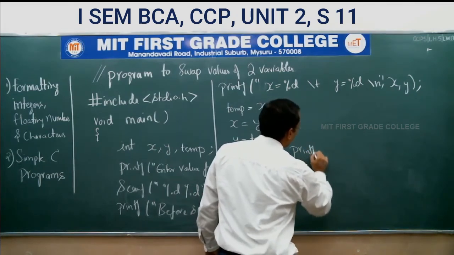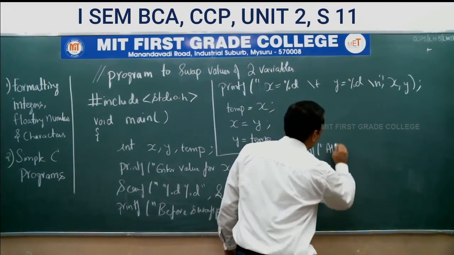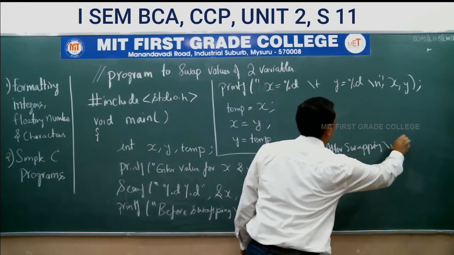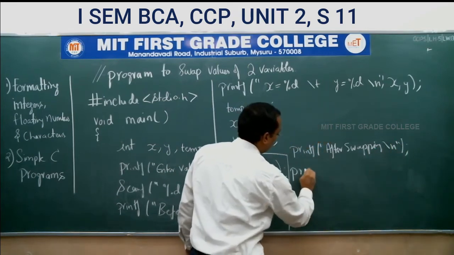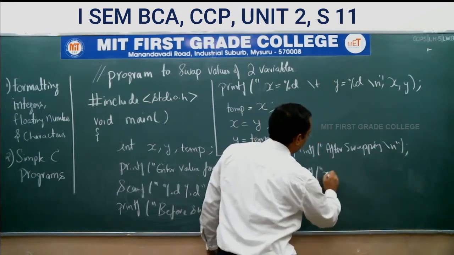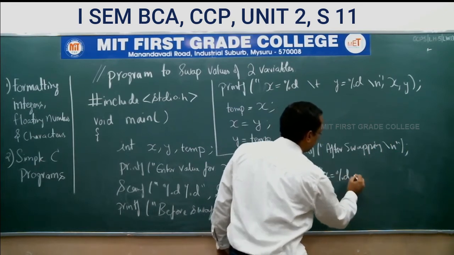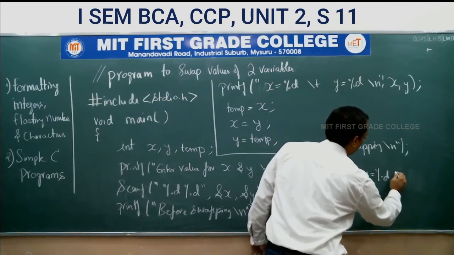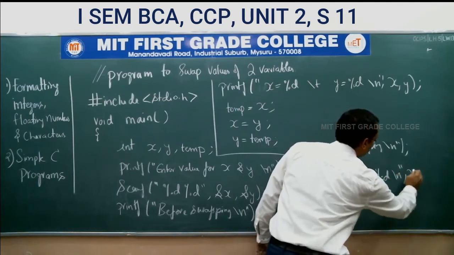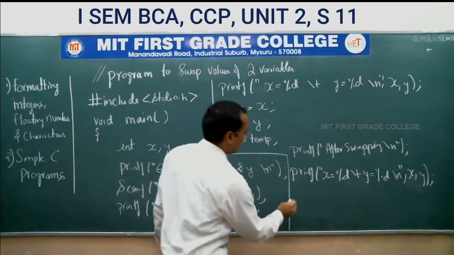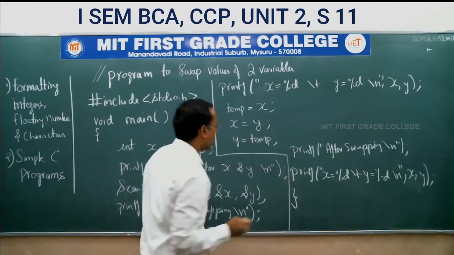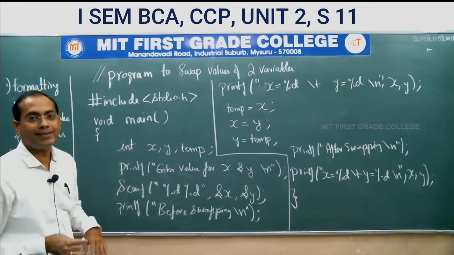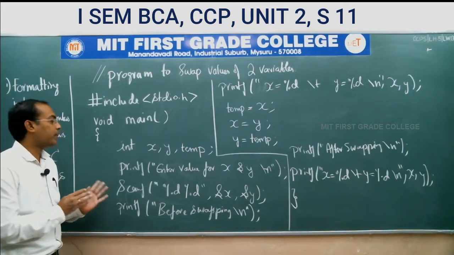Now we will display the result, that is after swapping. Printf "x is equal to %d\t, y is equal to %d\n", x, y. We have completed. Close the flower bracket of the main block. Now we have completed this program. Isn't it easy? Very easy.